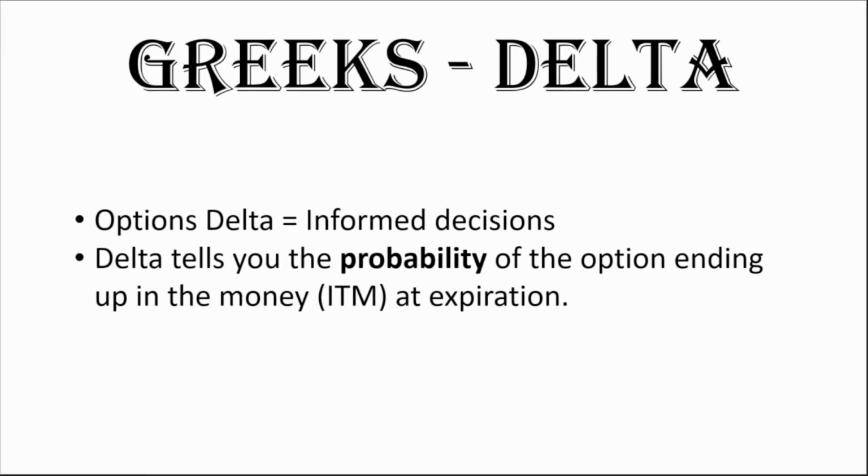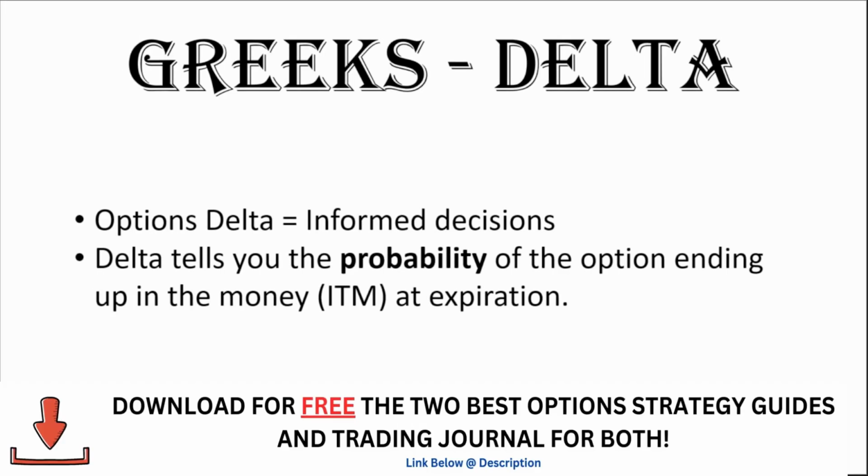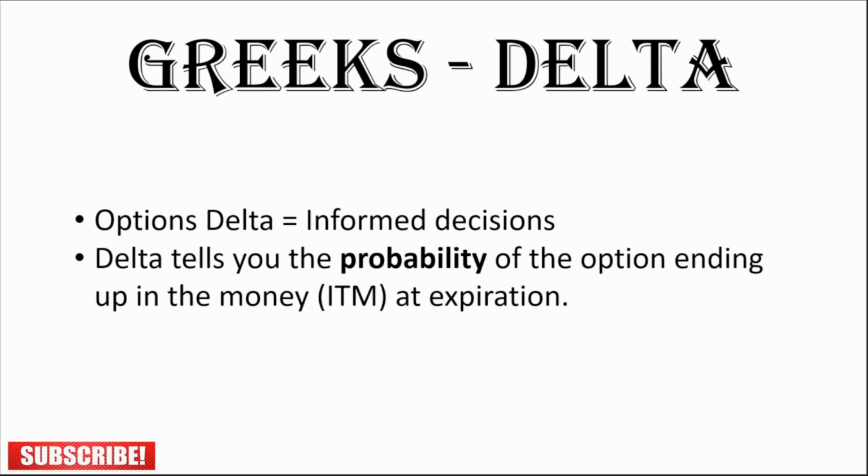Now back to our presentation. Option delta is the best way to help us option traders make informed decisions on what option to trade, especially when it comes to selling options, as delta will tell us the probability of the option ending up in the money or out of the money at the expiration date.